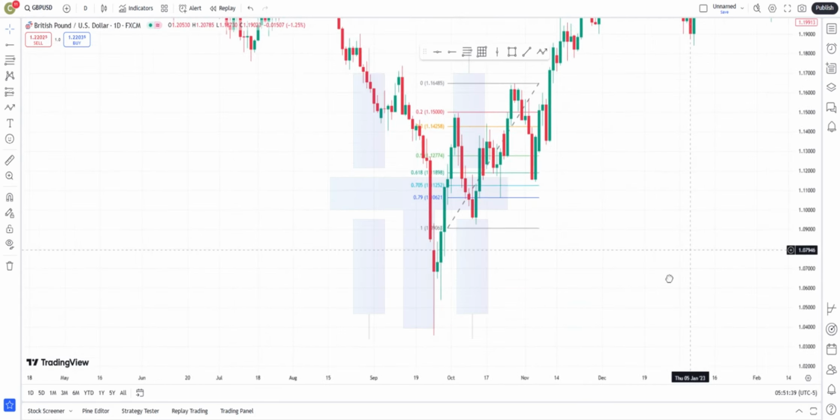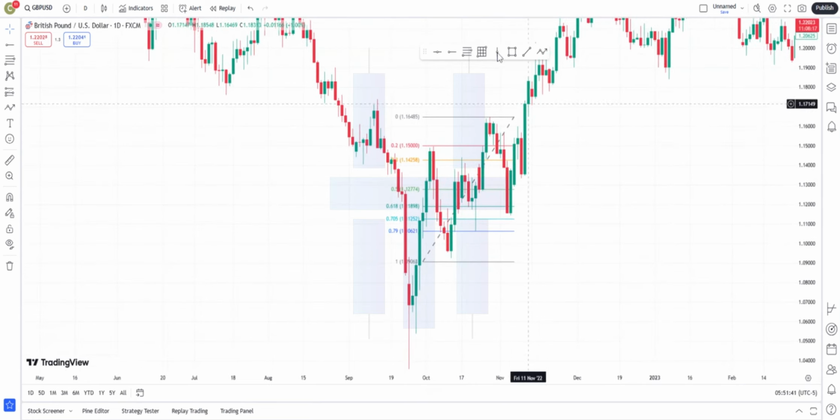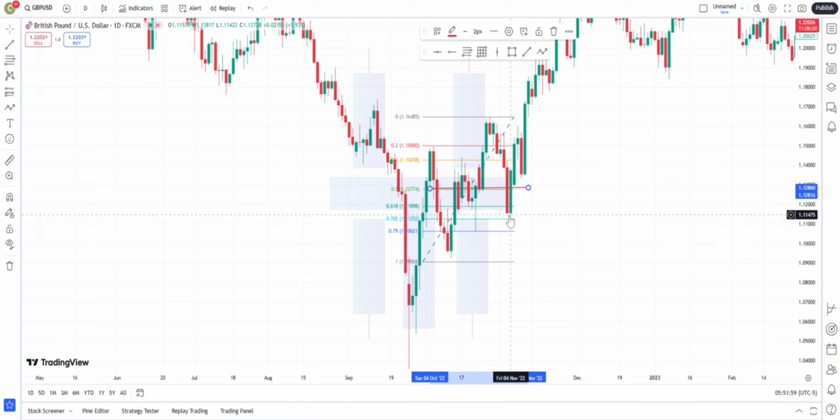So the market came below the 50%. I'll draw a line that shows the 50%. So this is the area here. So this is the 50% of it. Now the market came below the 50%, went into equilibrium, it went into OT, optimal trade entry, right?